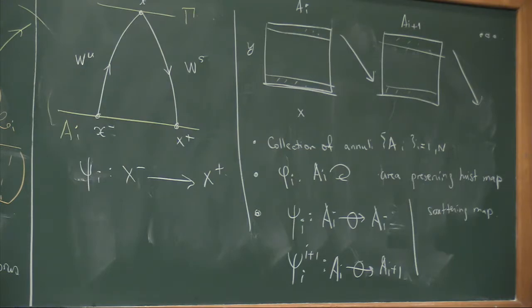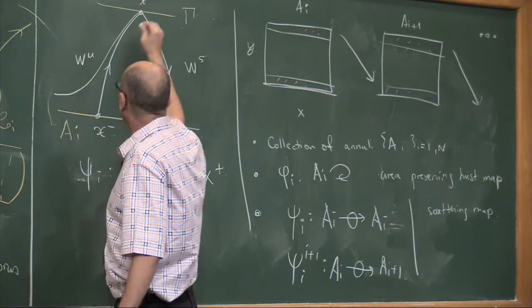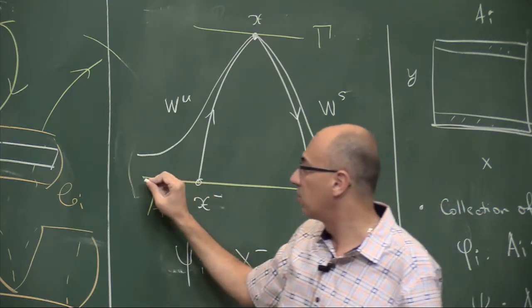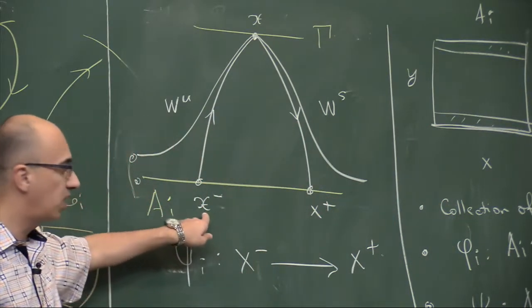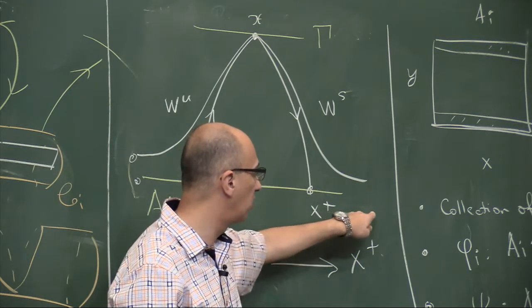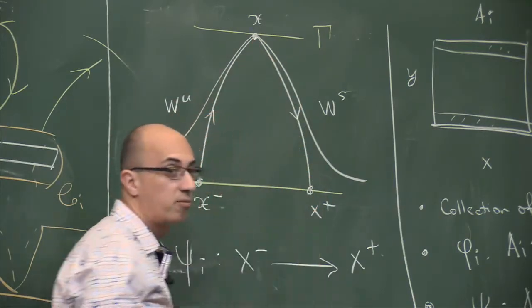So one warning is that the scattering map gives you a way to describe the outer dynamics, the dynamics along the homoclinic orbits, but it's not truly mimicking what happens along the homoclinic orbit. So if you start with the homoclinic orbit of x, in negative time, it will approach the negative orbit of x minus, and in positive time, it will approach the positive orbit of x plus. But it's not that the homoclinic trajectory goes from x minus to x plus.